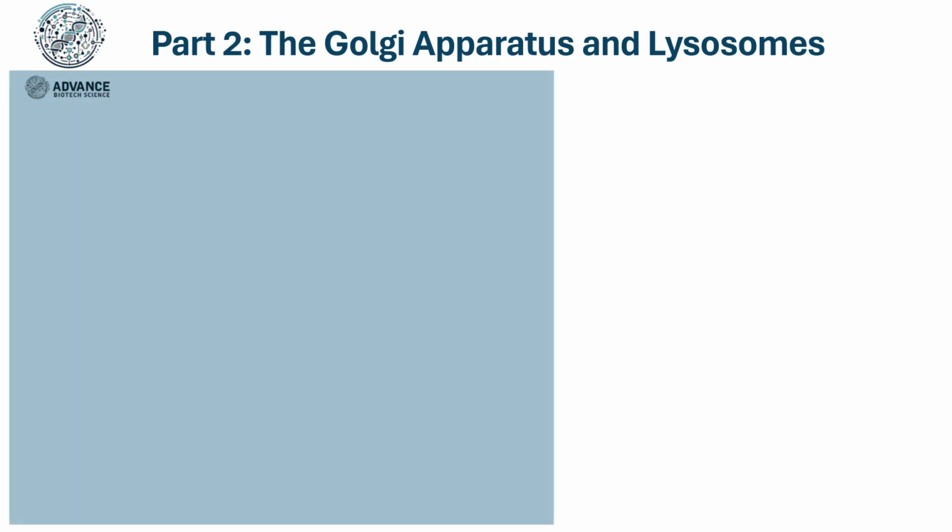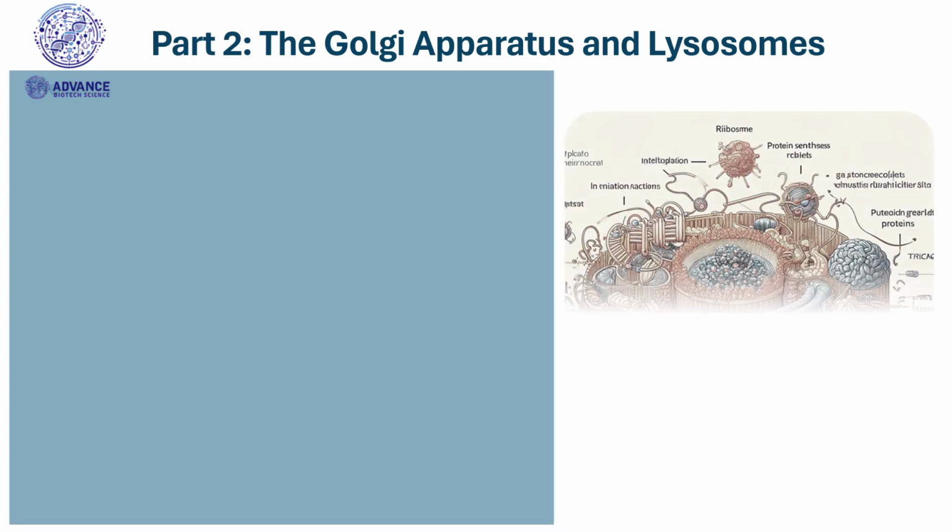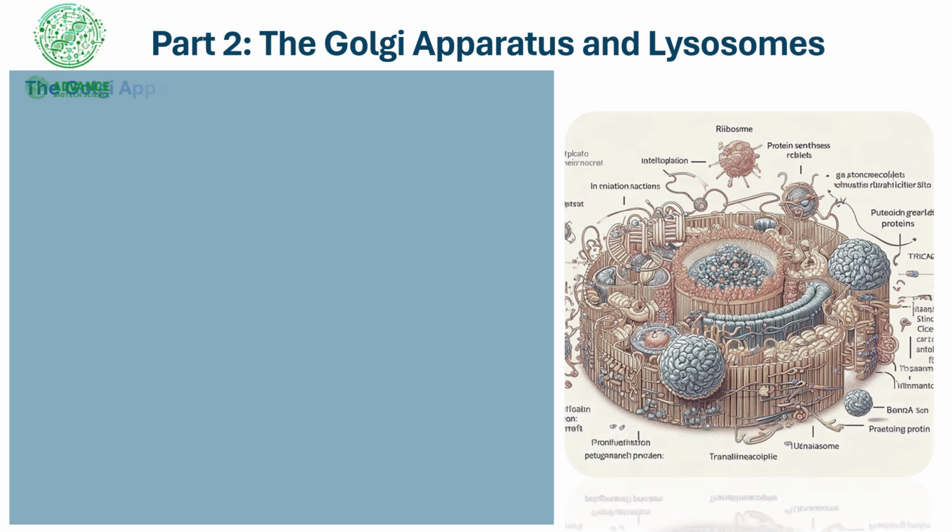Part 2, the Golgi Apparatus and Lysosomes. The Golgi Apparatus, the cell's shipping hub. The camera sweeps across a stack of membranous sacs. This is the Golgi Apparatus, the cell's shipping hub.